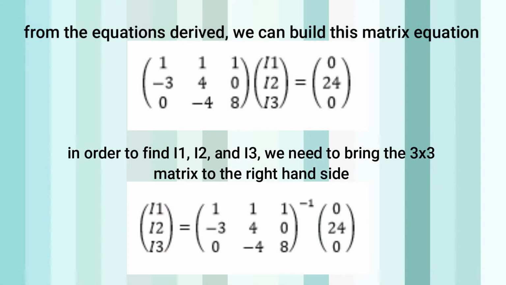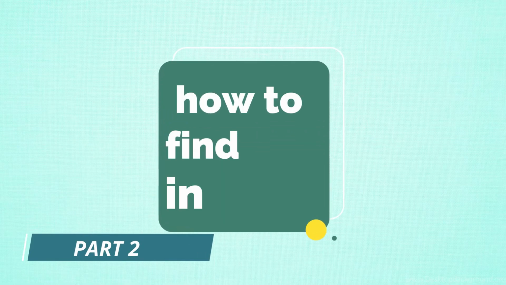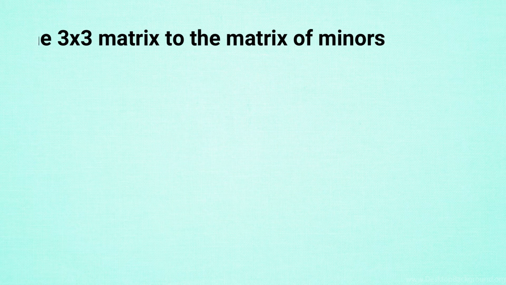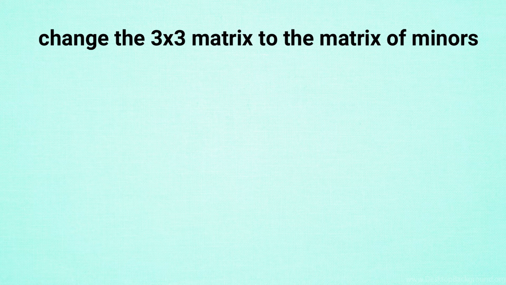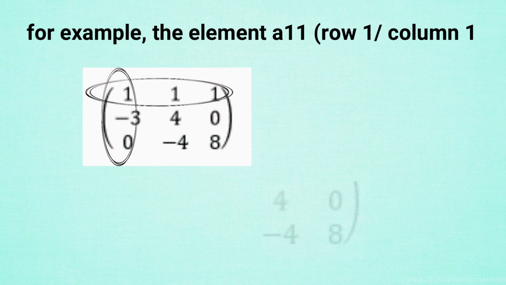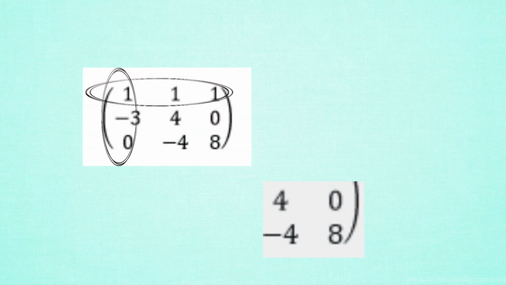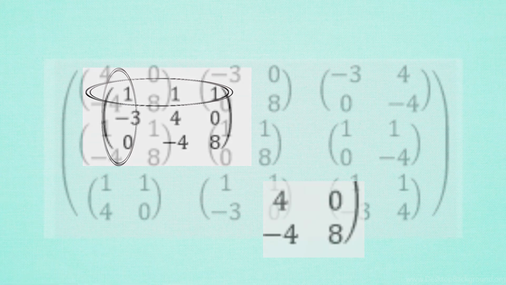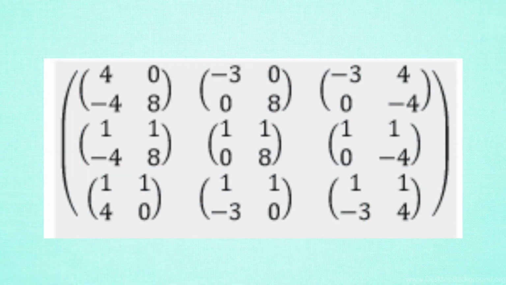Okay, that's all for part 1, and let's continue on part 2. I'm now going to explain how to find the inverse for 3 by 3 matrix problems. So first we change the 3 by 3 matrix into a matrix of minors. In this matrix, you cross out the corresponding row and the corresponding column, and you replace it with the determinant of the elements that are left. This way you can find the determinant of each element in these matrices.